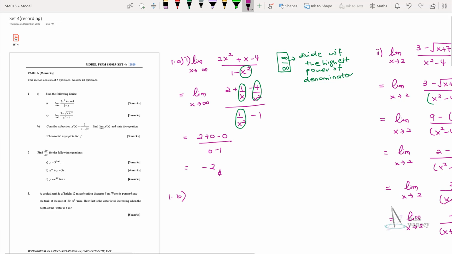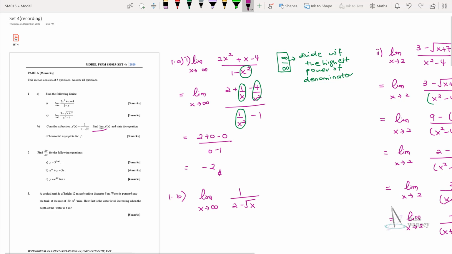Okay, so number 1b, consider a function f(x) equal to 1 over 2 minus square root of x. Find the limit for x approaching infinity for f(x). So I need to find the limit as x approaches infinity. So f(x) is 1 over 2 minus square root of x.